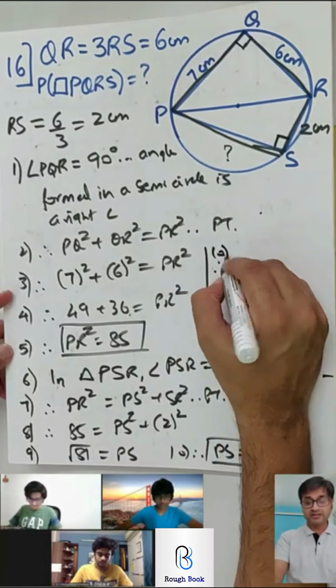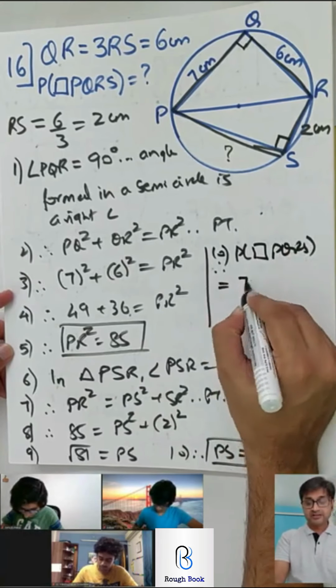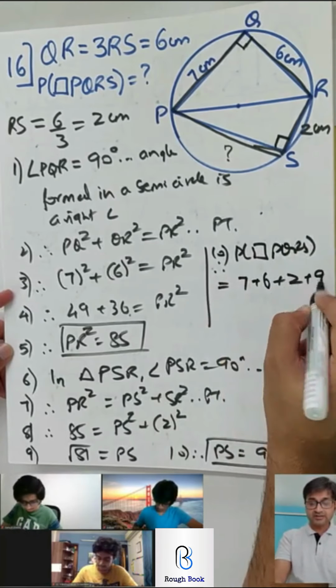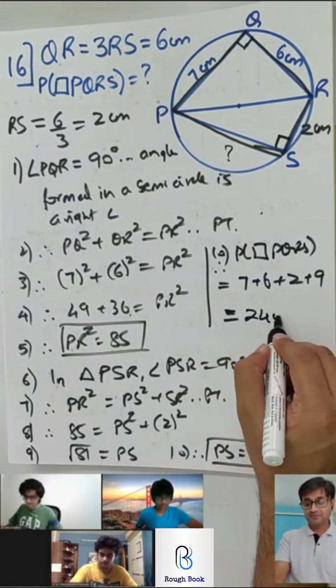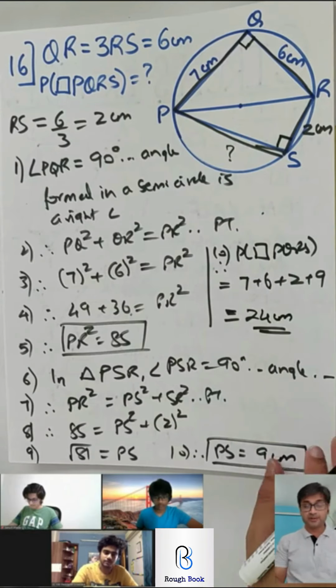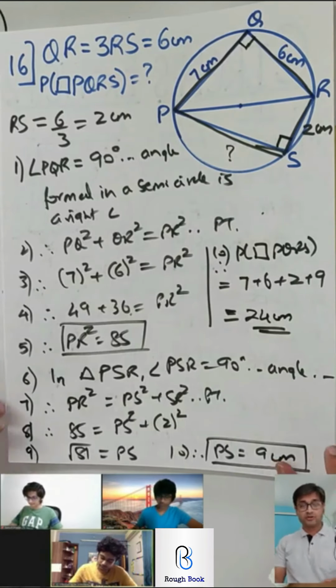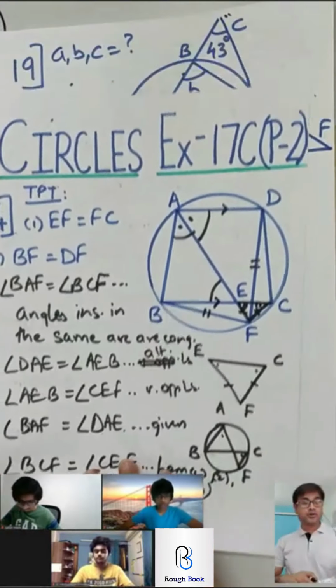The final answer would be step 10, perimeter of quadrilateral PQRS. That would be 7 plus 6 plus 2 plus 9. Shubhan, give me the answer. Shubhan is still calculating. Perfect, 24. That's absolutely right. Great job. I hope you're getting these sums. They're simple, right? Let's go to the next one.